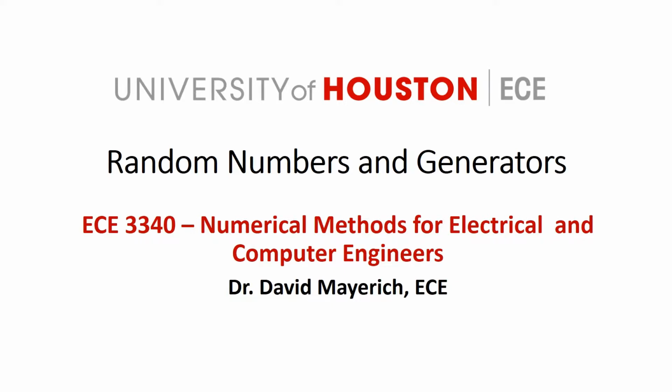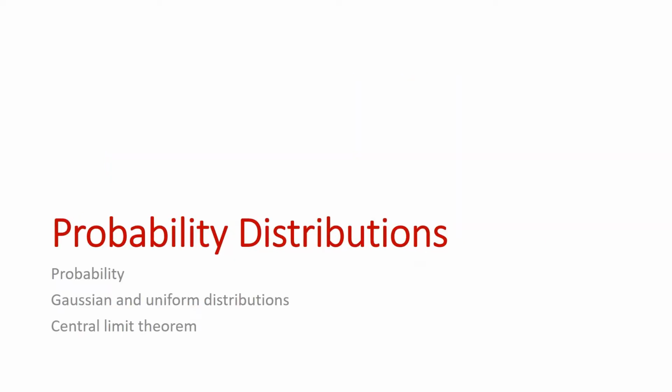So welcome to the first lecture in this session on random numbers and random number generators for ECE 3340 numerical methods. There are three things that I'd like to talk about. First, I want to give an overview of probability, and then discuss two major distributions, the Gaussian and uniform distributions, and finally conclude with some details about the central limit theorem and how that's helpful for us.